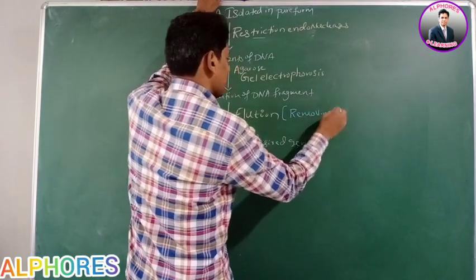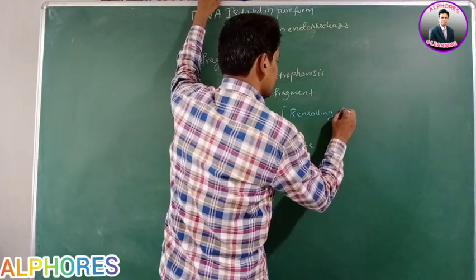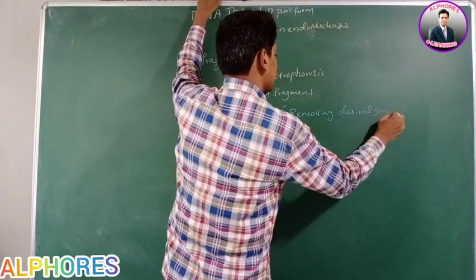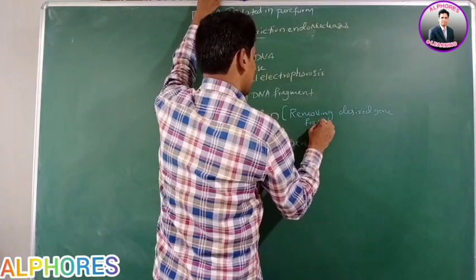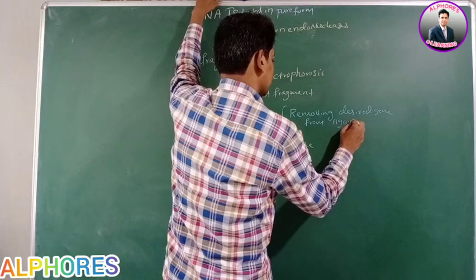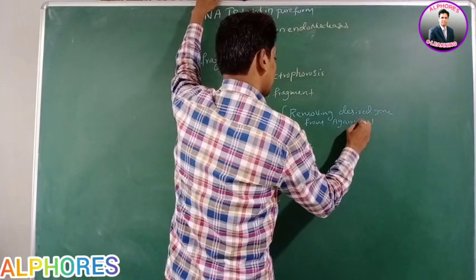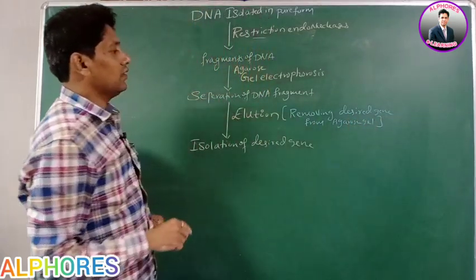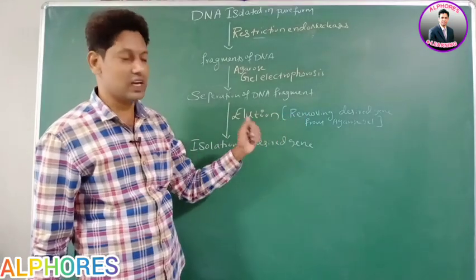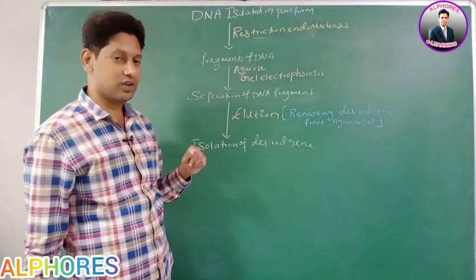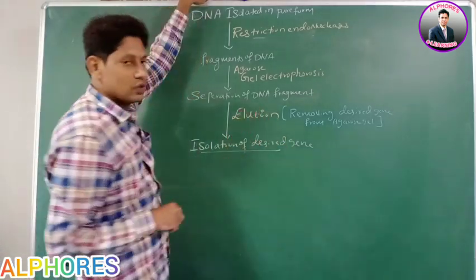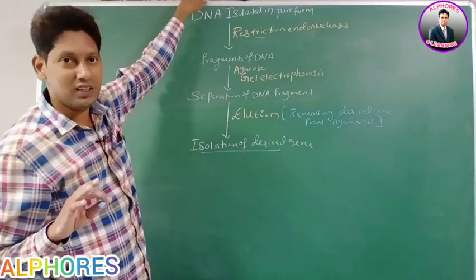Removing what? The desired gene. From where? From agarose gel. Therefore, removing or isolating the desired gene from agarose gel is called the elution process. So, what gets isolated? The desired gene gets isolated. Is this statement clear? Okay.